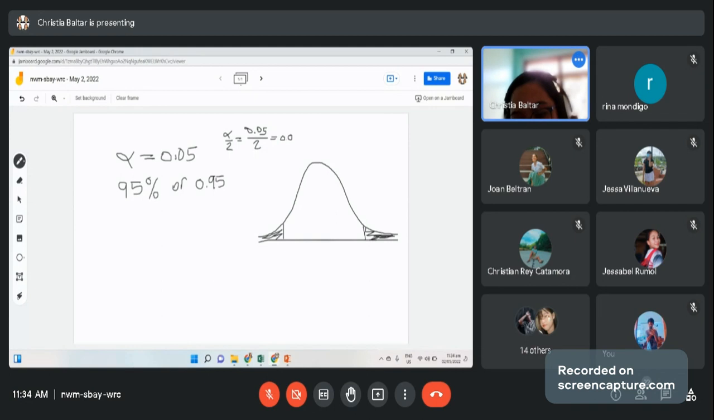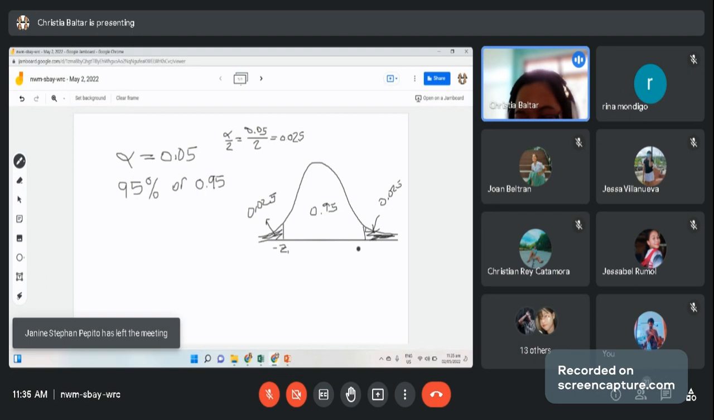That is 0.025. Take note, that area is 0.025. This area is 0.025. And this area is 0.95. We are actually looking for the negative z sub 1 and the negative z sub 2.